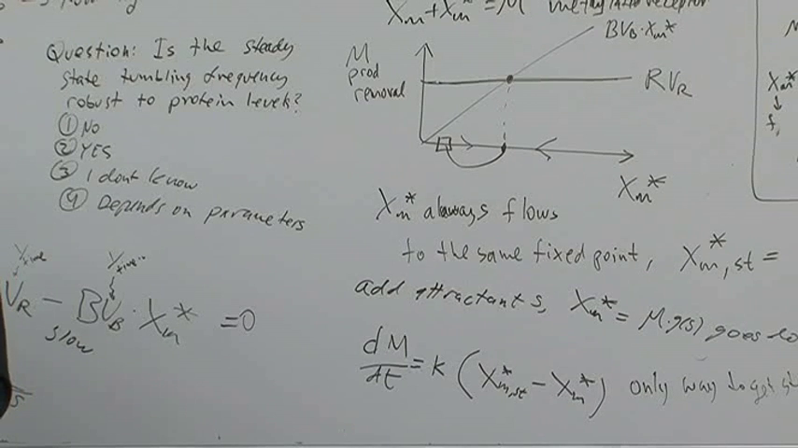So, how many people think 1? It's okay to be wrong here. 1, 2, 3, 4. How many people think 2? 13. How many people think 3? 1. Don't be ashamed, because you're in a course. You're not supposed to know. 2. And how many people think 4? 5.